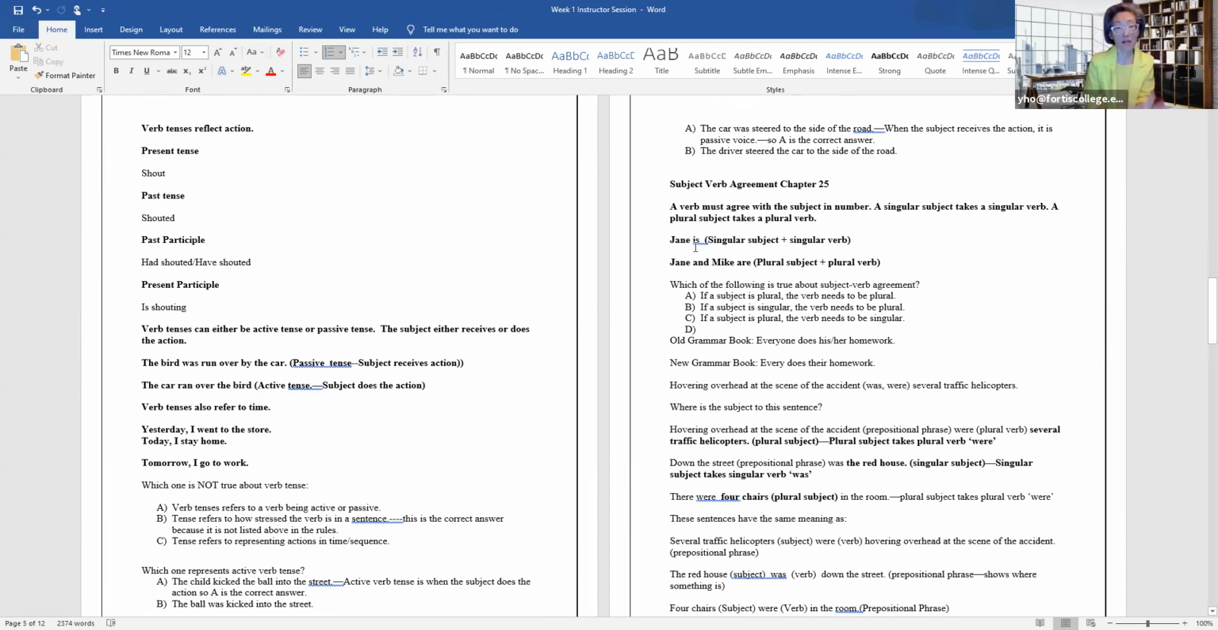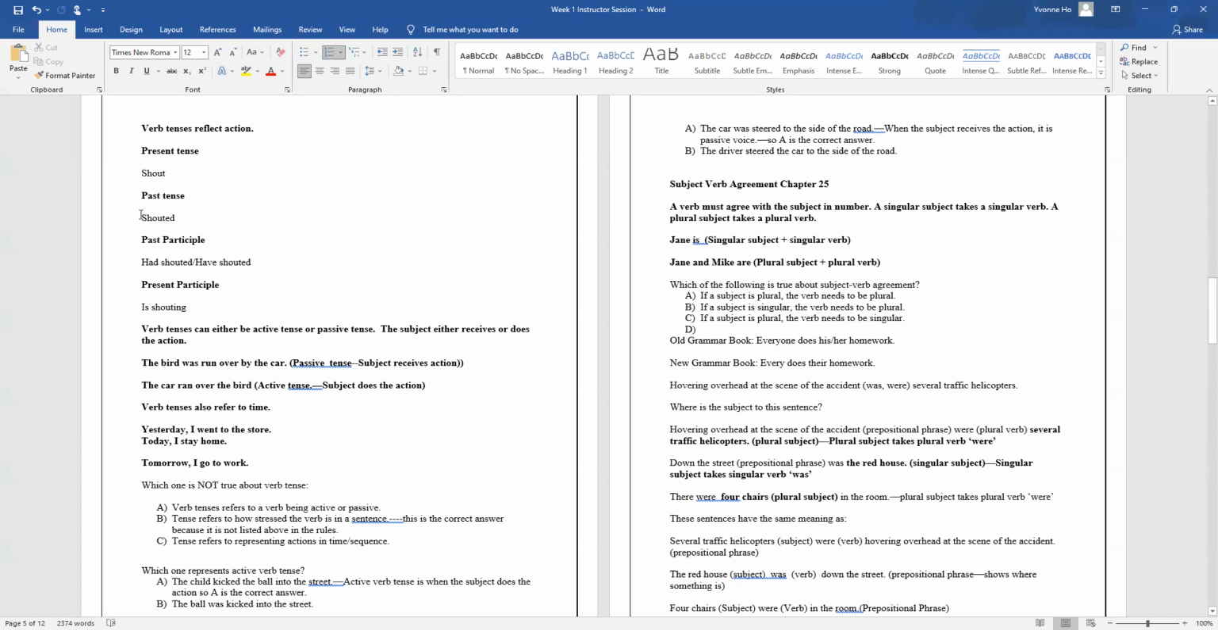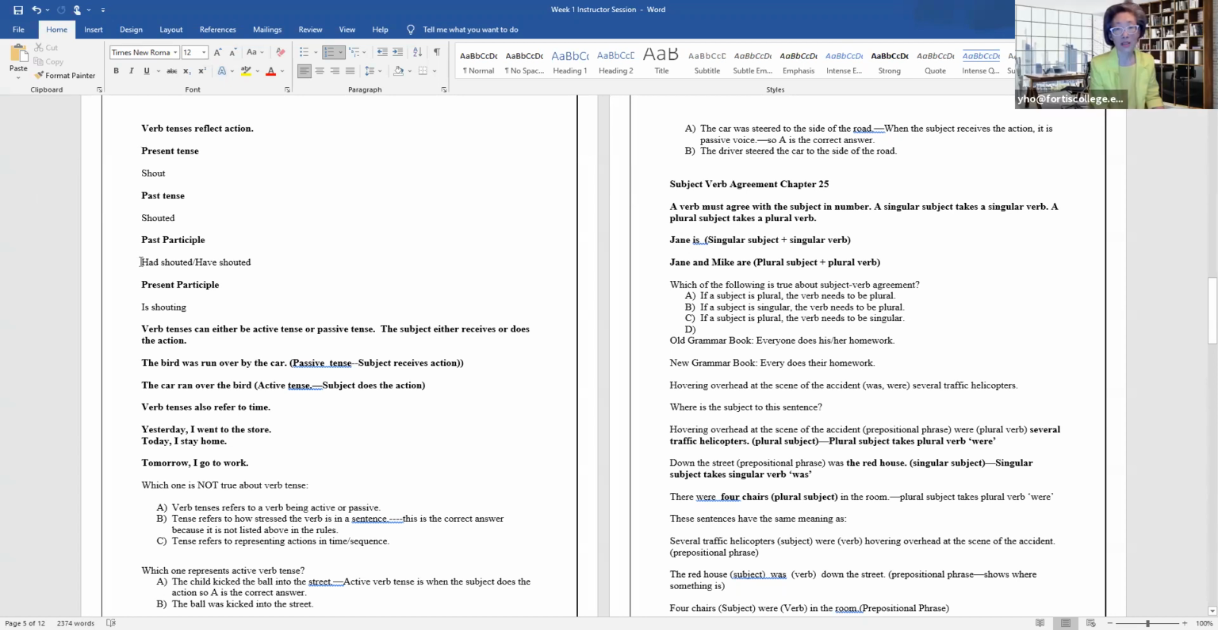So here you have to remember the characteristics of a verb. So you can have many different tenses. Verb tenses reflect action. So you can have present tense. I shout now. He shouted yesterday. And then 3 years ago, he had shouted. And so here you have I shout, something that's happening now. Past tense is something that happened yesterday. Past participle is something that could happen many years ago or centuries ago. So that's the difference between simple past tense and past participle. Present participle means something that's happening right now. He is shouting. Okay, so he shouts, he is shouting. So he is in the process of shouting.